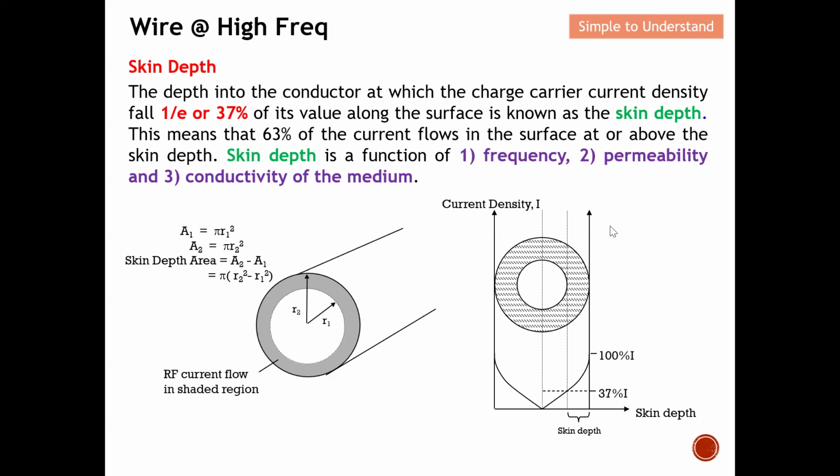Let's take a look at this diagram here. So what does this mean? What is actually a skin depth? It means that 63% of the current actually flows in this shaded region. We call this skin depth. Which means that 37% actually flows above this region here. Then we know this as a skin depth.